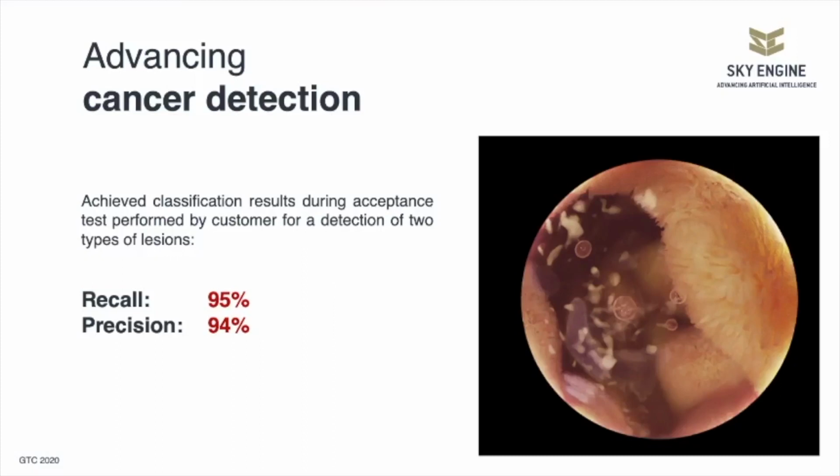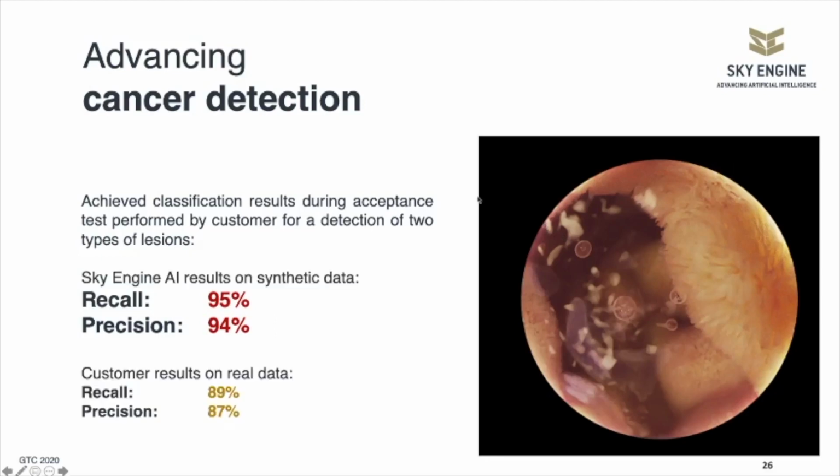Now let's take a look at the results. With our synthetic data generation approach, we were able to achieve a recall on the level of 95% and precision on the level of 94%. It was actually a three-class classification problem: we had two types of cancer and healthy tissue. On the other side, our customer achieved 89% recall and 87% precision.